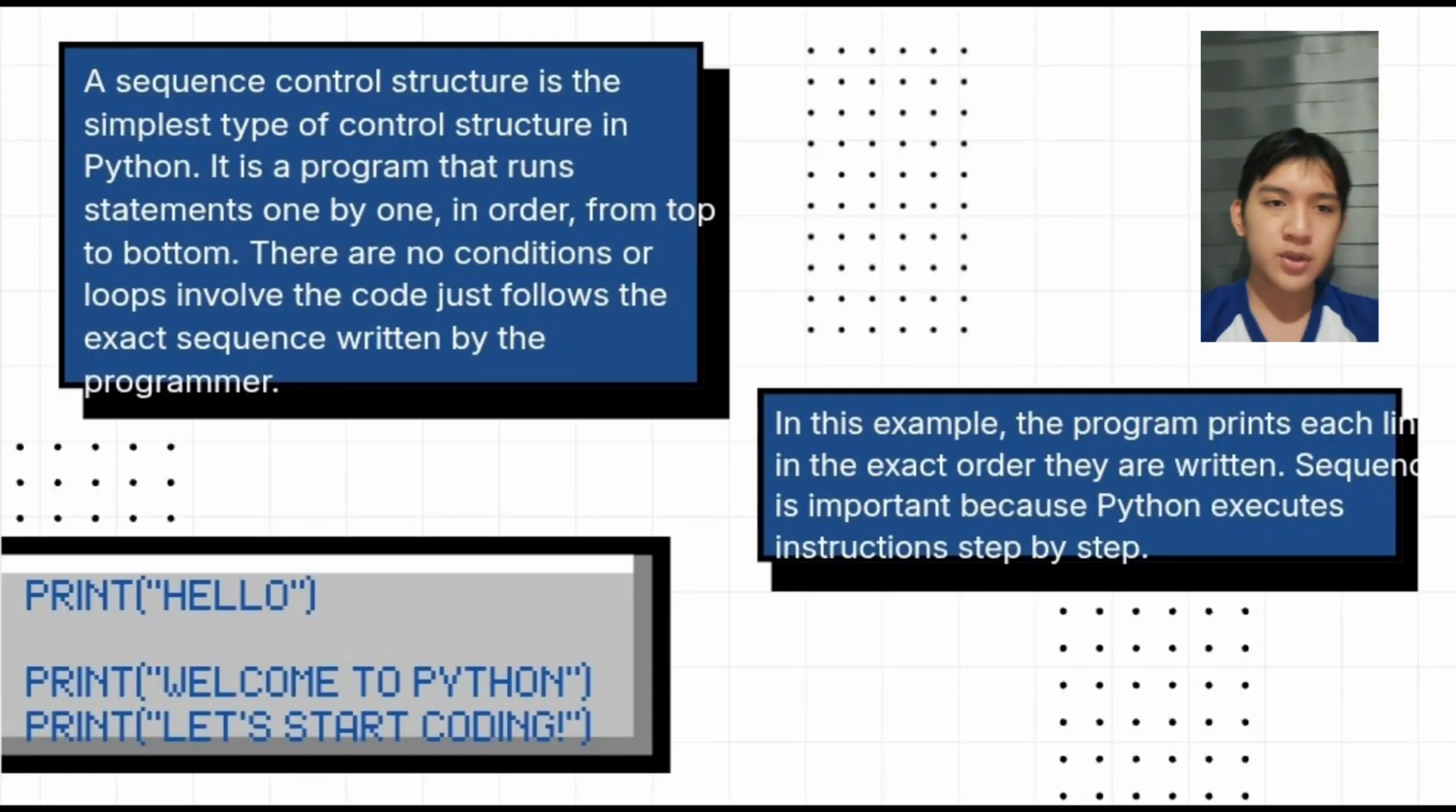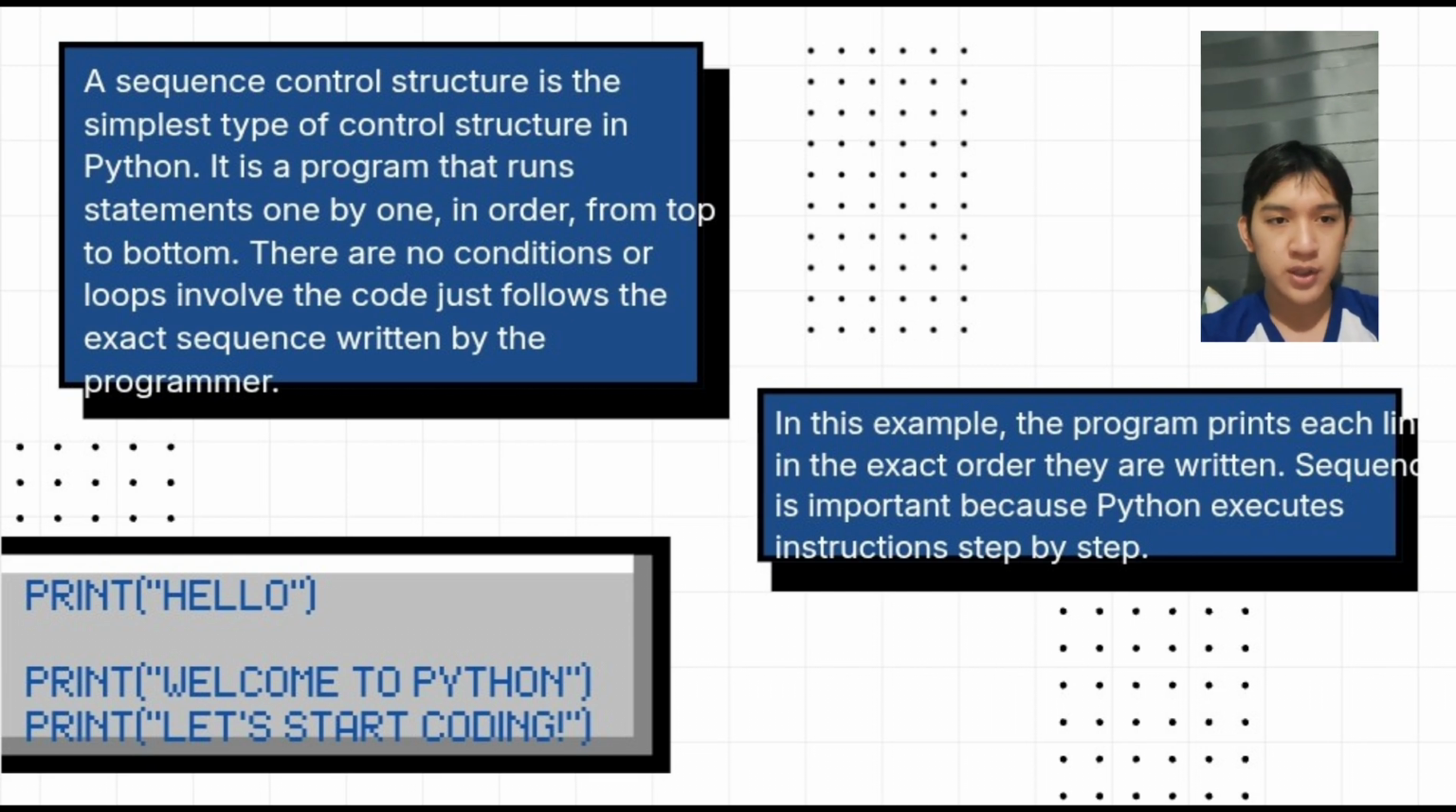A sequence control structure is the simplest type of control structure in Python. It is a program that runs statements one by one in order from top to bottom. There are no conditions or loops involved in the code. The code just follows the exact sequence written by the programmer. In this example, the program prints each line in the exact order they are written. Sequence is important because Python executes instructions step by step.